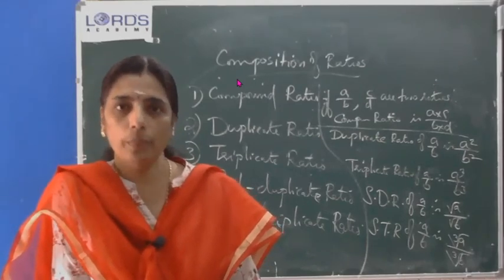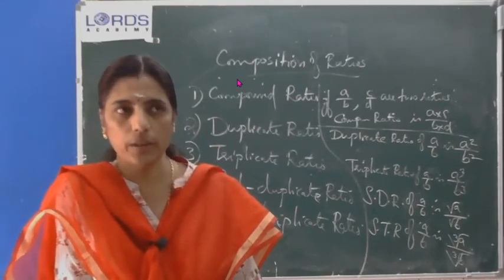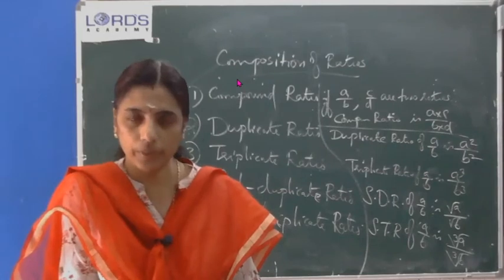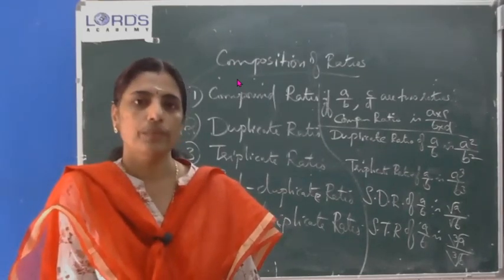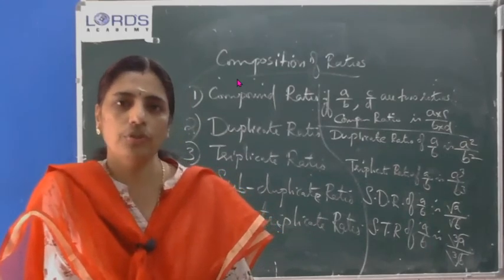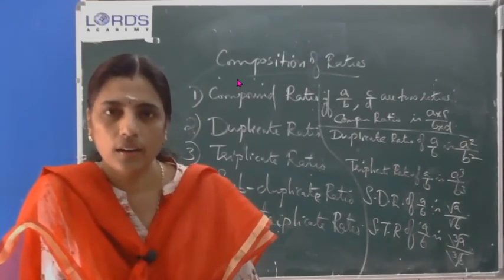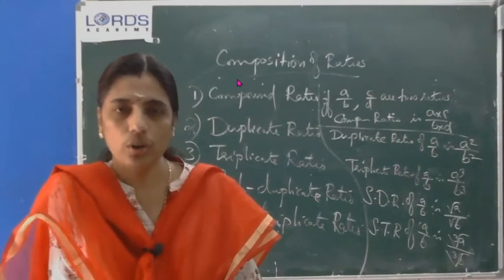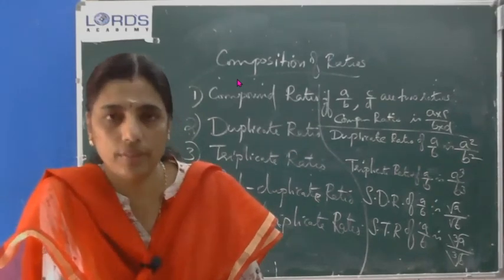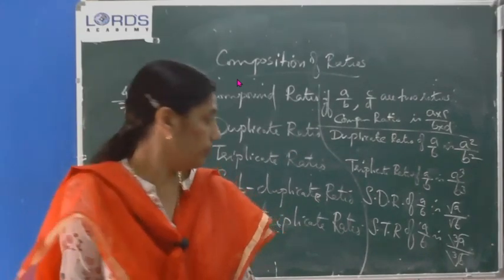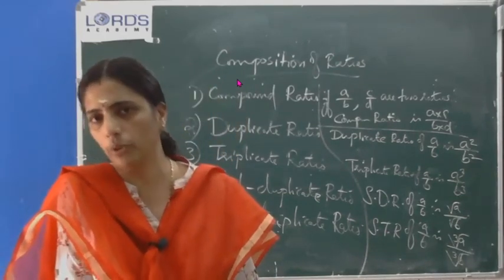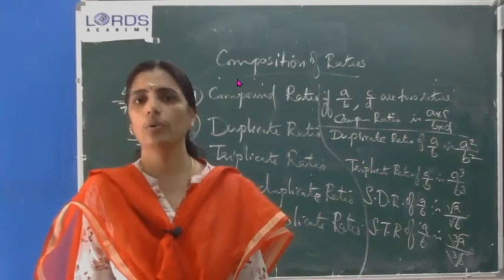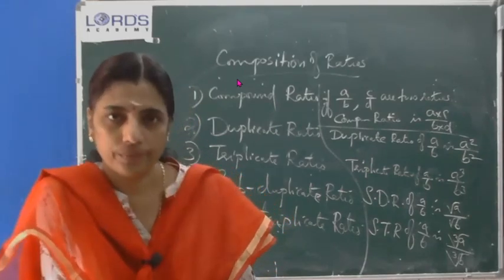The fourth one is subduplicate ratio. Subduplicate ratio means taking the square root of both the numerator and the denominator. What is the subduplicate ratio of 4 by 49? Square root of 4 is 2, square root of 49 is 7. So 2 by 7 is the answer. Subduplicate ratio means take the square root. So the subduplicate ratio of A by B is square root of A by square root of B.